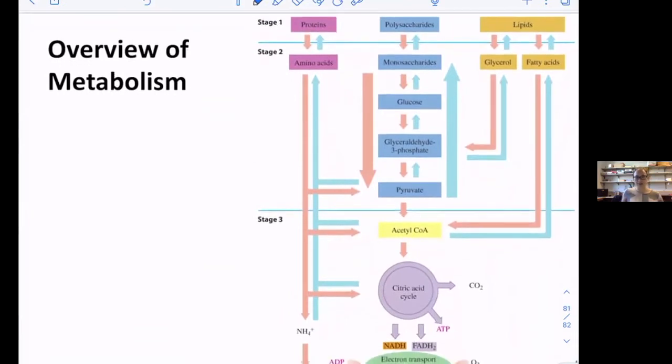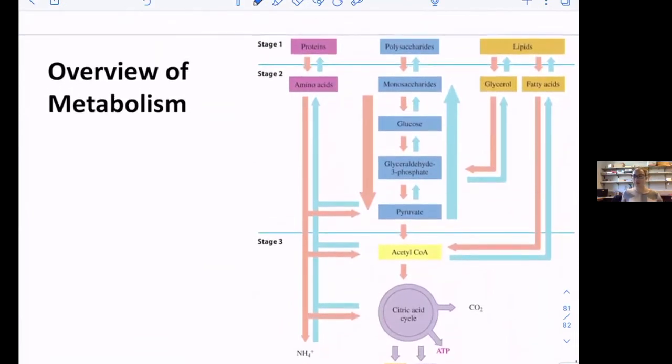So overview of metabolism, here's a picture here. Stage 1, remember, is our digestion, where we go from big proteins to their smaller parts, their amino acids, polysaccharides to monosaccharides, or lipids to glycerols or fatty acids. Stage number 2 is degradation. So we're making those bigger molecules into smaller ones. This is mainly glycolysis, the main thing that we talked about in this stage. So glucose to pyruvate is glycolysis.